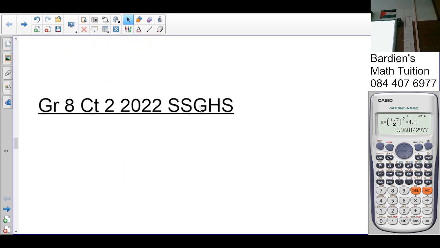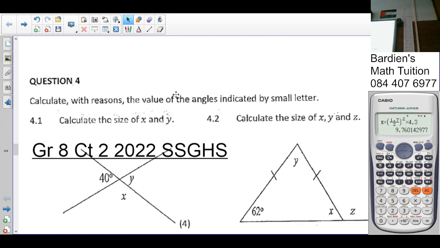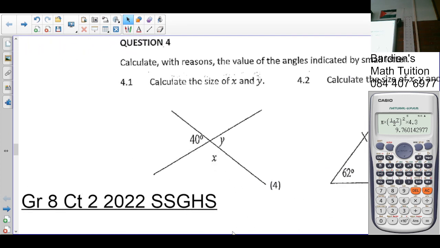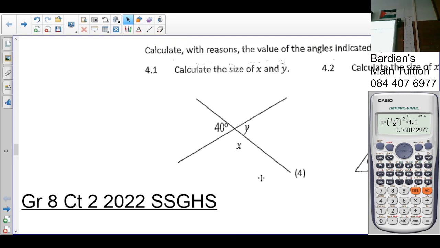The next question is question 4.1. Let's move that a bit over. It says, calculate with the reason the value of the following angles indicated by the small letters. Calculate the size of x and y in 4.1.